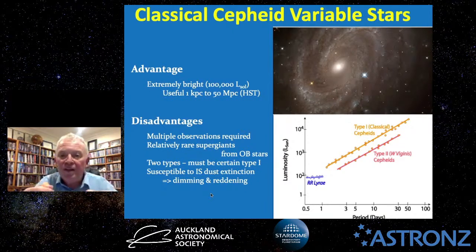But also it reddens it. What happens is the dust tends to scatter the shorter wavelengths, like your blue light, and lets your red go through, much like you see with the sunset. So your light gets dimmed and it gets reddened, and that's going to upset your data. So that's another potential disadvantage of using these classical Cepheid variables for your standard candles.